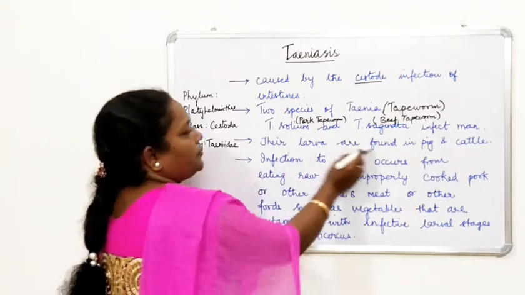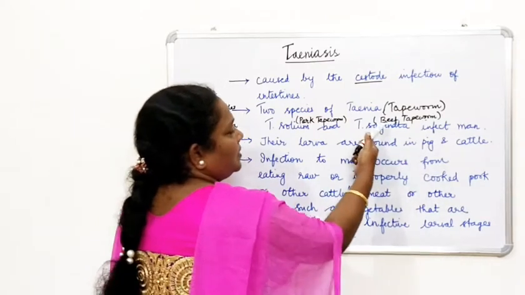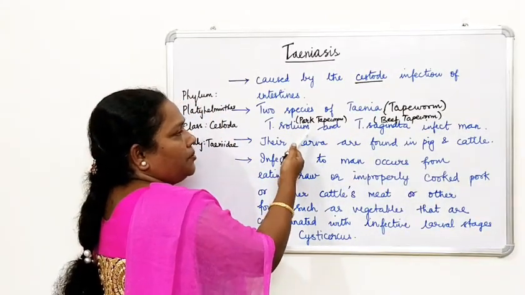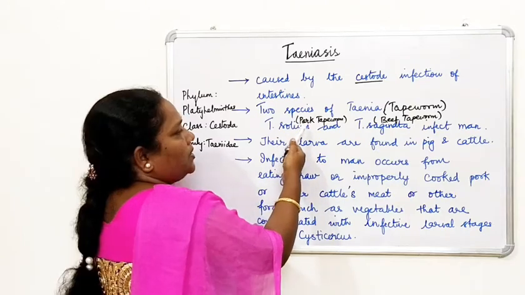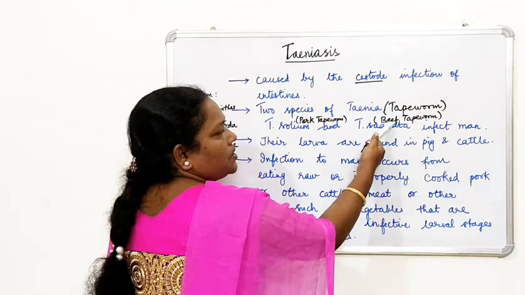And their larvae are found in pig and cattle. That's what we have learned. Pig is pork and cattle is beef. Taenia solium is found commonly in pigs, so that is why you call this the pork tapeworm, and in cattle, you use the term beef tapeworm.